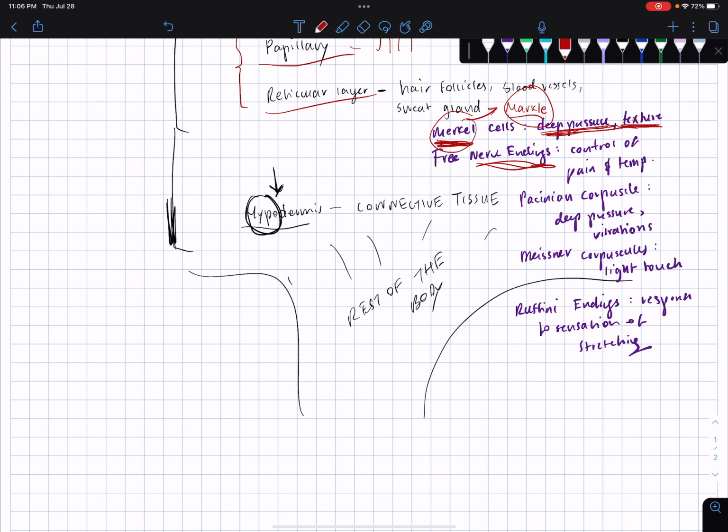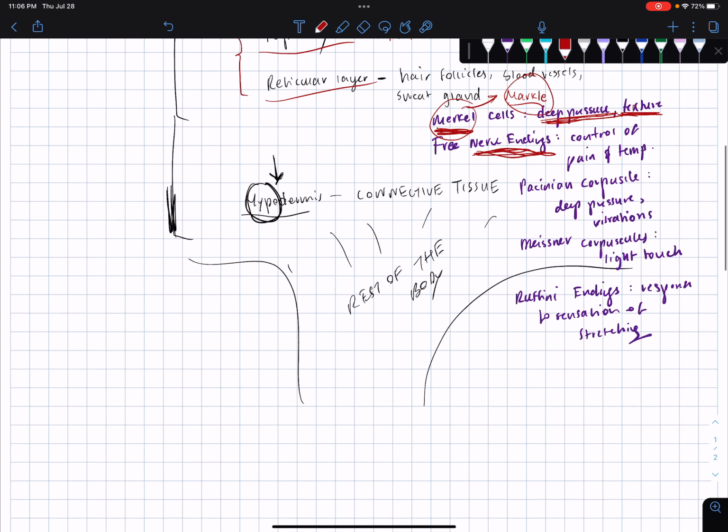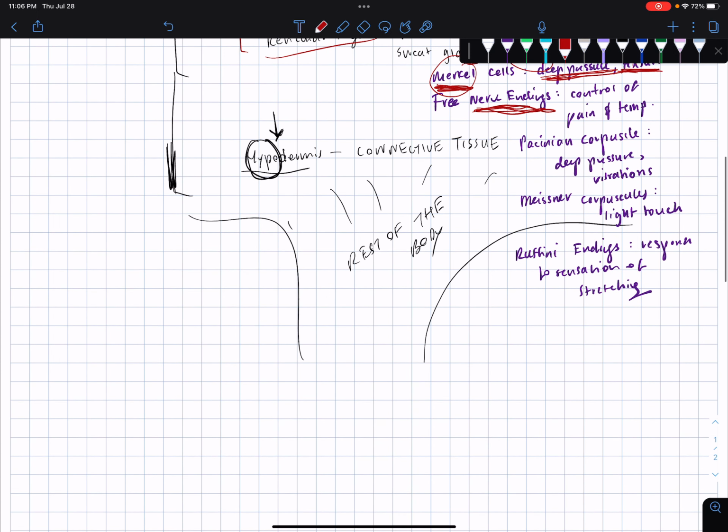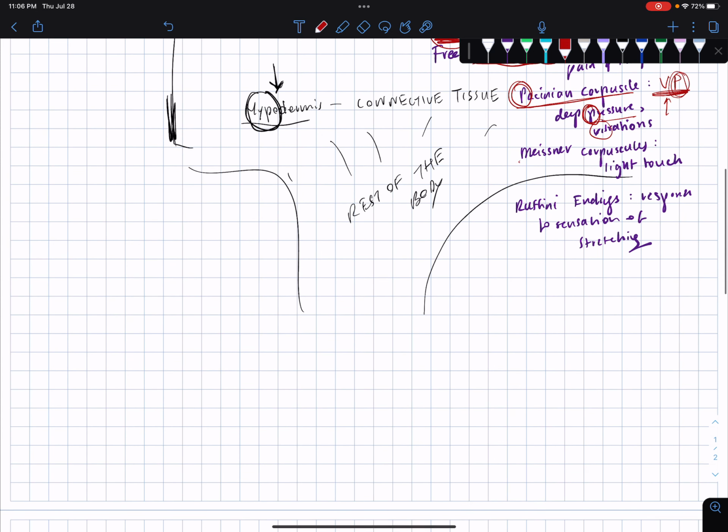Free nerve endings, I think this is pretty self-explanatory. Every time you see nerve endings, you should be thinking of pain. Pacinian corpuscles, we can think of the P standing for pressure again. We can also think of Pacinian as a vice president, or VP, where the V is going to stand for vibrations and the P is going to stand for pressure and Pacinian. So that's how you can remember that.